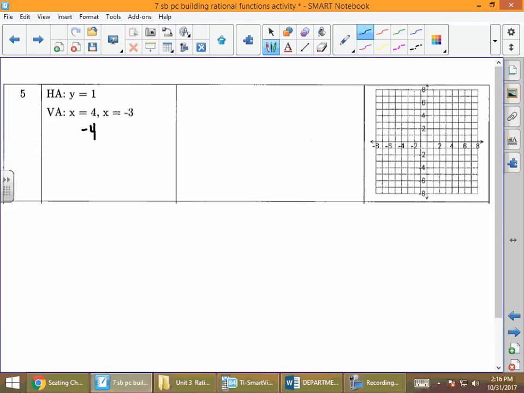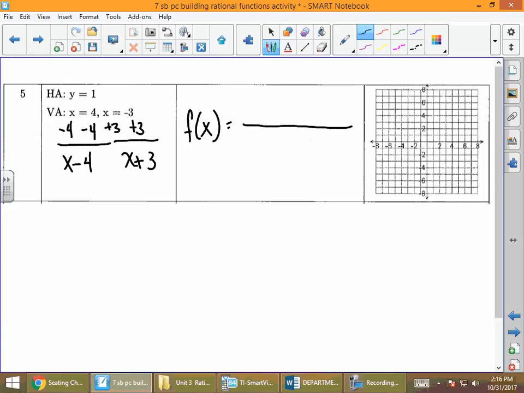We can move the 4 over, and we get x minus 4. We can move the 3 over and get x plus 3. And those are 2 values that are going to go into the denominator of our function. So it's going to be x minus 4 times x plus 3. But once again, like problem number 4, we have a value other than 0 for a horizontal asymptote. We have y equals 1.